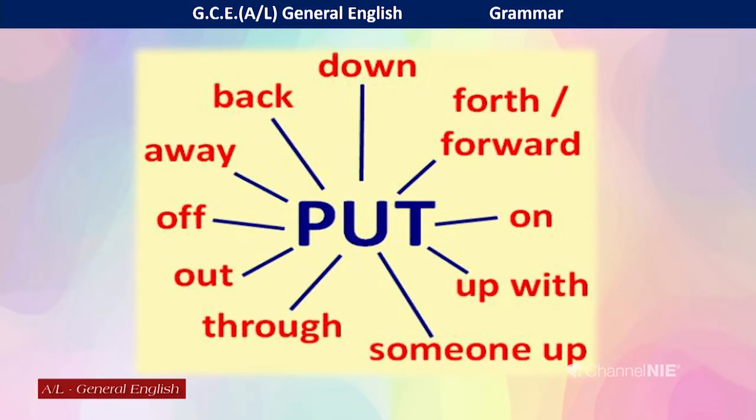So, here you can see the verb put is there, and around the verb put there are some prepositions. Using different kinds of prepositions we can make different kinds of phrasal verbs. Put down, put forth or put forward, put on, put up with, put someone up, put through, put out, put off, put away, put back.